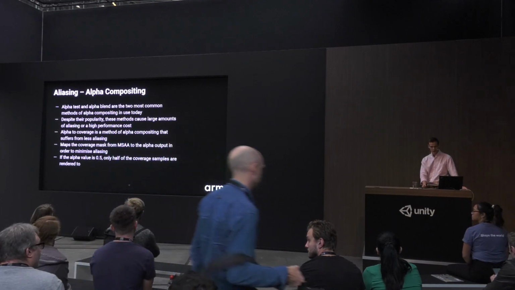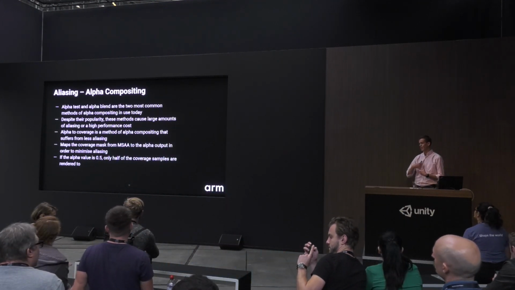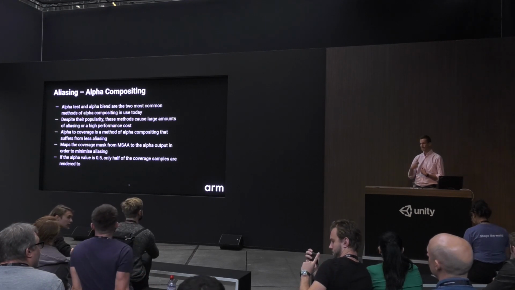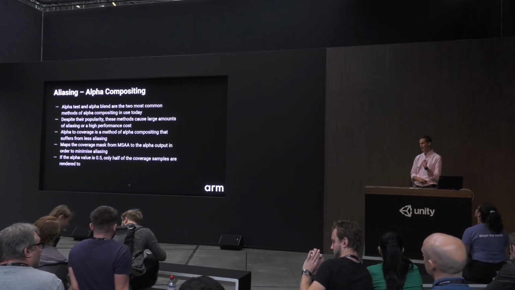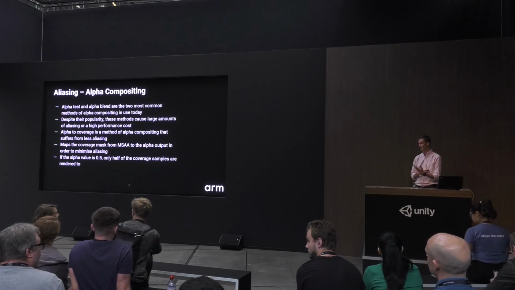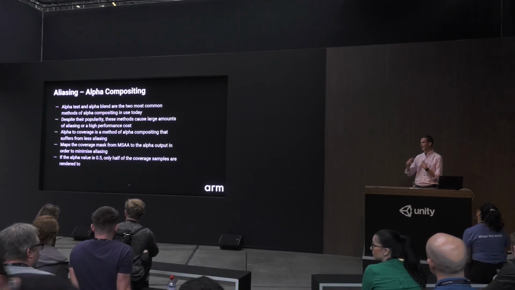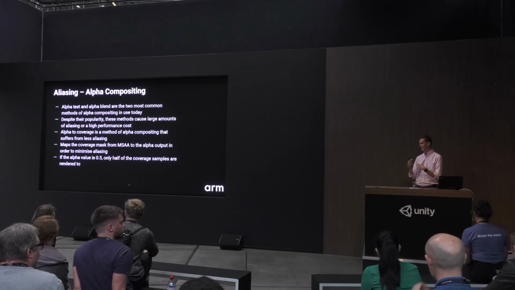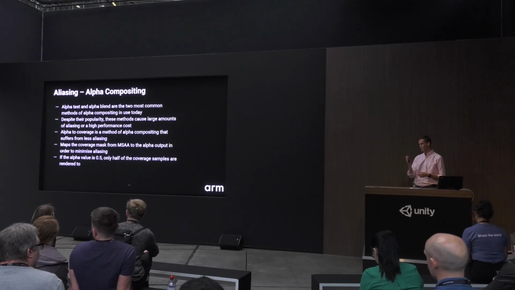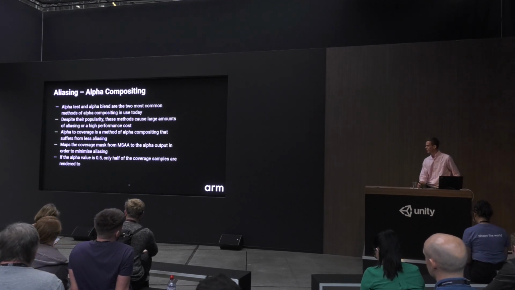Alpha to coverage works by taking the sample or the coverage mask that comes out of your MSAA and then mapping this to the alpha output. So if you have a 0.5 value that comes out of your pixel shader or fragment shader for your alpha, it only renders two of the coverage samples in your scene or object in the MSAA. That gives you much smoother edges while keeping the fast process that you don't have with alpha blending.